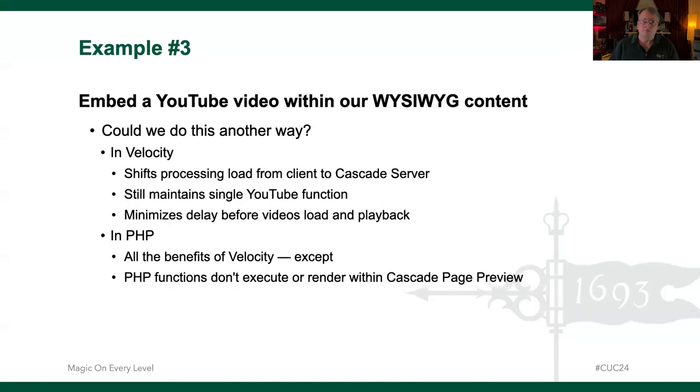Could we do this in another way? Yes, we could do the transformation in Velocity. This would shift the processing load of the transformation from the client to the Cascade server, while still allowing us to maintain the transformation function in a single place.